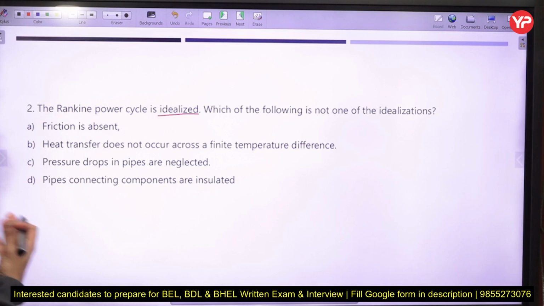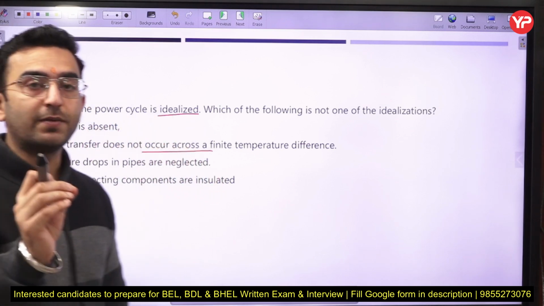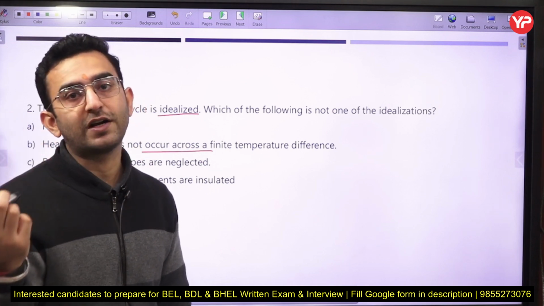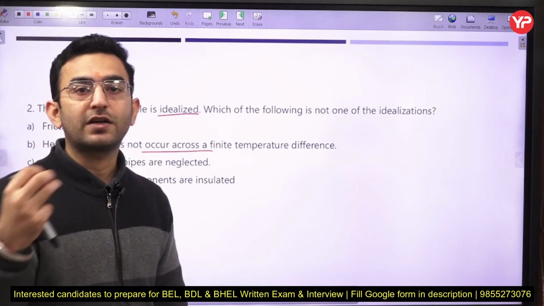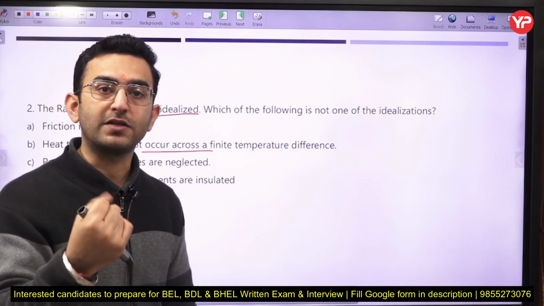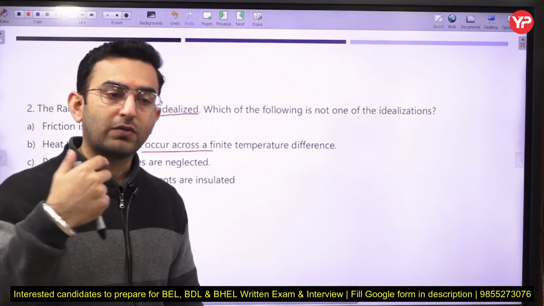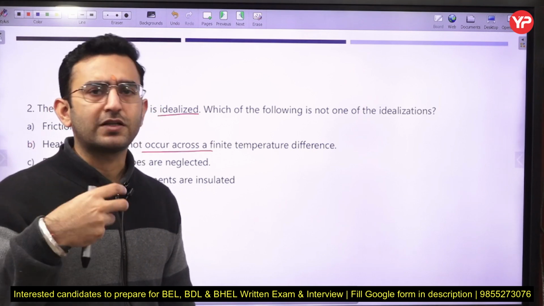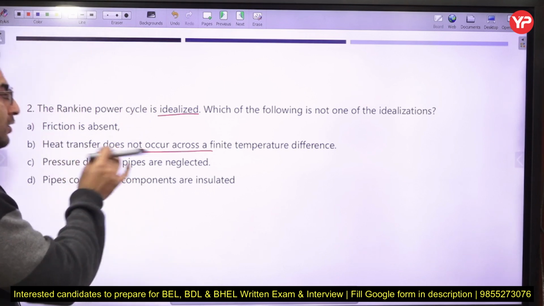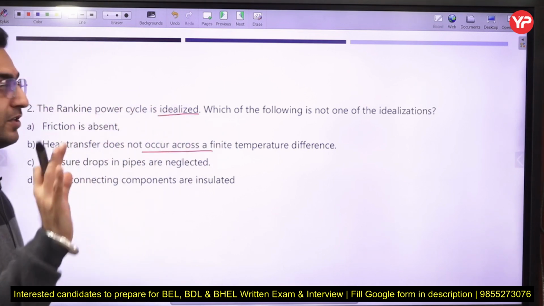Next part, the heat transfer does not occur across a finite temperature difference. That is a wrong statement, because only in the case of the Carnot cycle is the heat transfer taking place through a zero temperature difference. But in all the other cycles, whenever you are studying the Otto cycle, Diesel cycle, Rankine cycle, Brayton cycle, in all of those cycles the heat is being transferred either at a constant pressure process or at a constant volume process. So we can say the heat transfer is basically occurring across a finite temperature difference here.